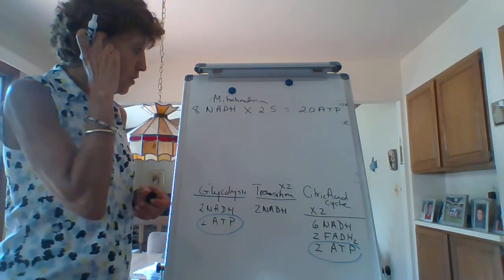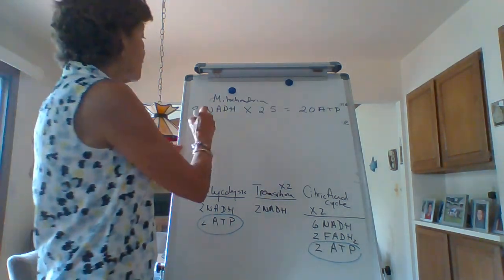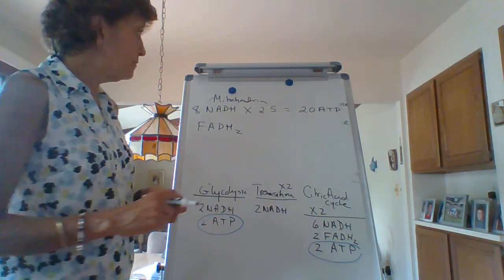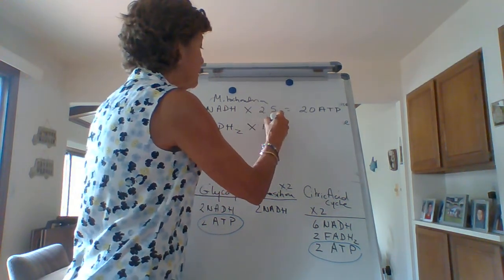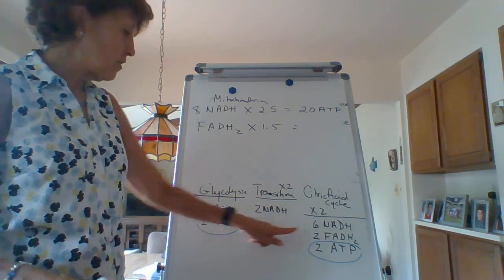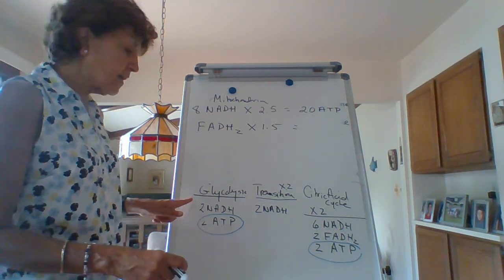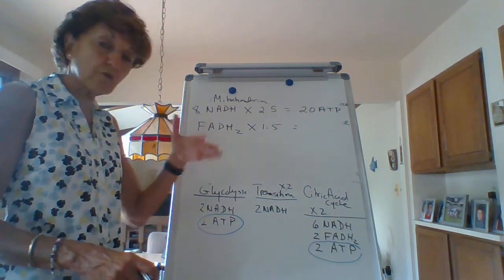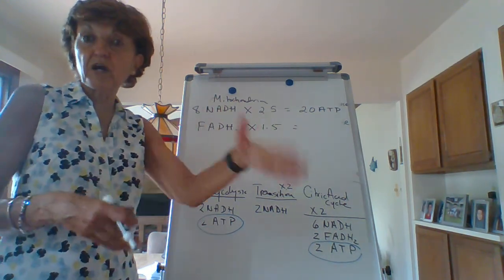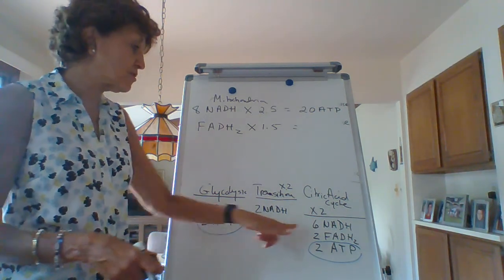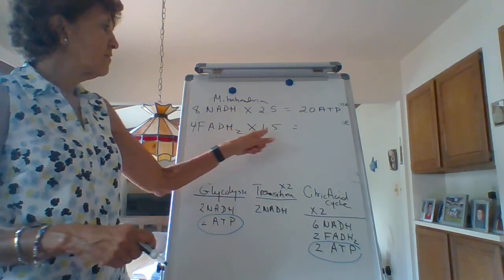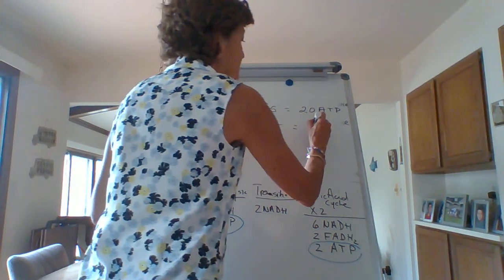Everybody see that? Okay. Now, for every FADH2 that's produced, you multiply it by 1.5. So it looks like we've got two FADH2s here, but we forgot about these guys. Now these NADHs, remember they were produced in the cytoplasm. In order for them to get into the matrix of the mitochondria, several steps, and they become FADH2s. So let's add them up. So 2 plus 2, that's 4 of them. 4 times 1.5 is 6.